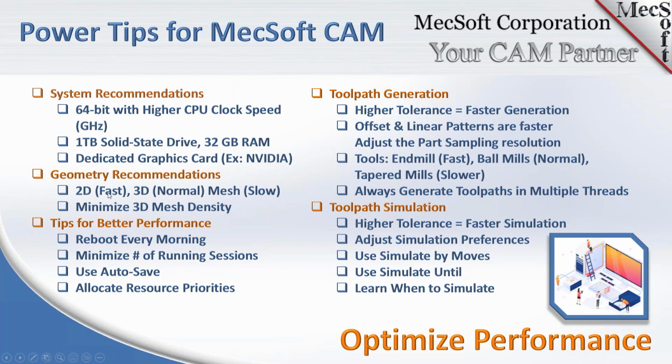2D is very fast. I'm talking about calculating toolpaths and simulating toolpaths. 2D toolpaths are very fast. 2D geometry is very fast. Typically, you would have a 3D model, which is pretty much normal performance. So you'll have surfaces on that model that the program will calculate, interpolating the points across the surface, and that's pretty much the way you work.